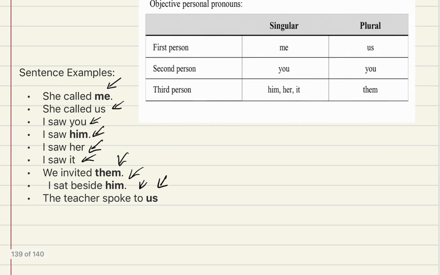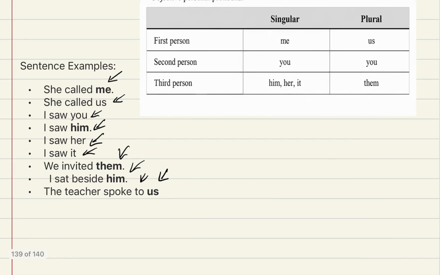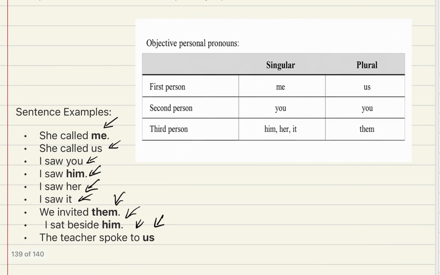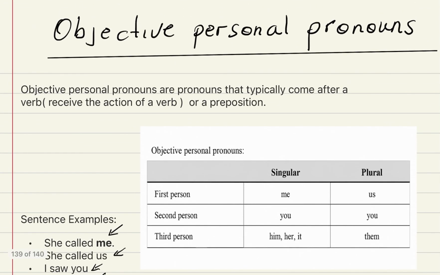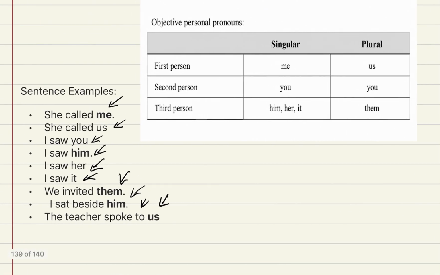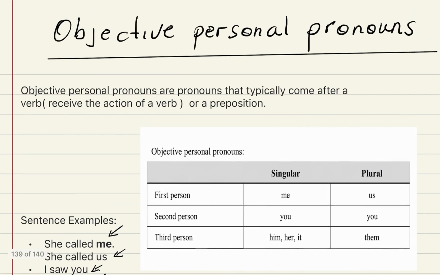So these are some good examples to show you what objective personal pronouns are. Just remember that objective personal pronouns are pronouns that come after the verb. That's a simple way to put it. The more formal way is to say they receive the action of a verb. And they can also come after a preposition, as we just saw in those last two examples. So that's what objective personal pronouns are.